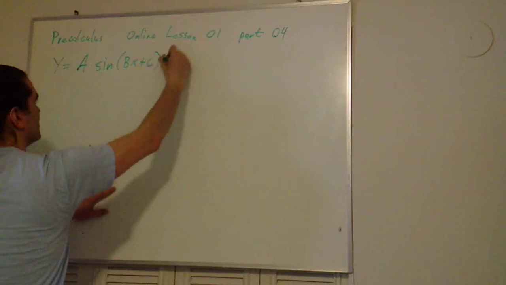So I have my boundaries for one period on the x. I have my boundaries for one period on the y. I just need to think about where I am starting and middling and finishing.